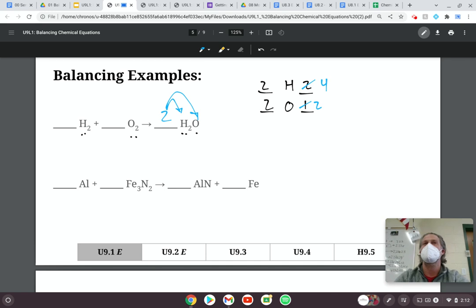So at this point, if I go back and I check, I now have 2 oxygens on both sides, but I have 2 hydrogens on the left side and 4 hydrogens on the right side. So the only way for me to rectify that is to put a 2 in front of the hydrogen. And that's going to give me my 4 hydrogens because that's going to multiply. And now I have 4 hydrogens on both sides, and 2 oxygens on both sides. It makes me feel better to have a 1 here because I don't like to leave things blank.